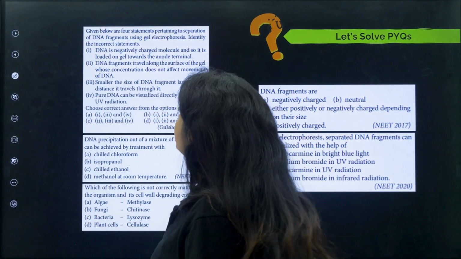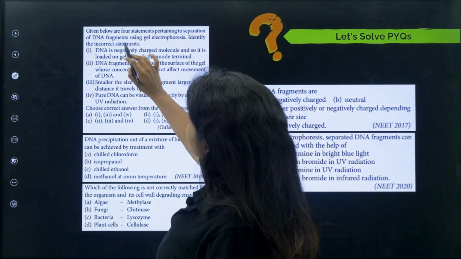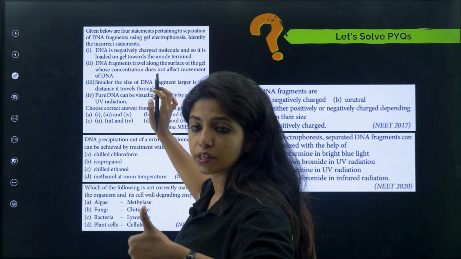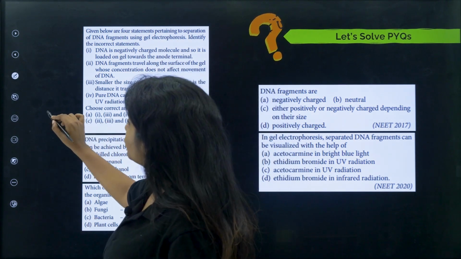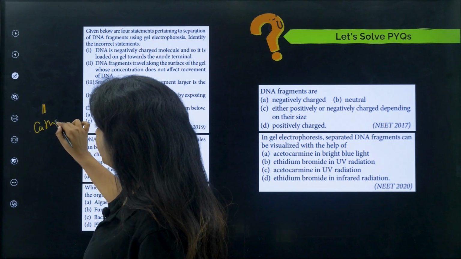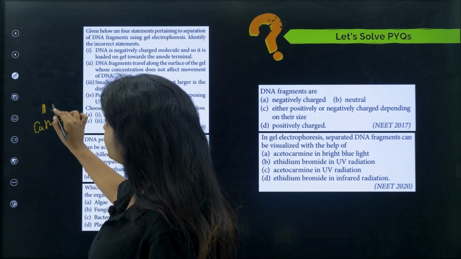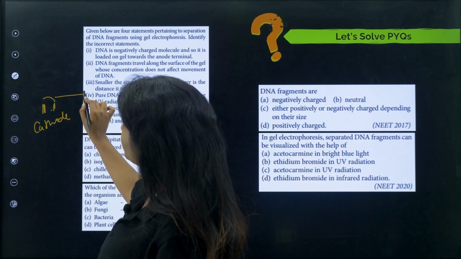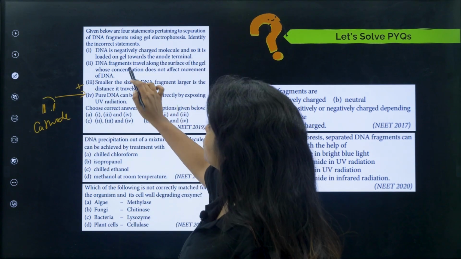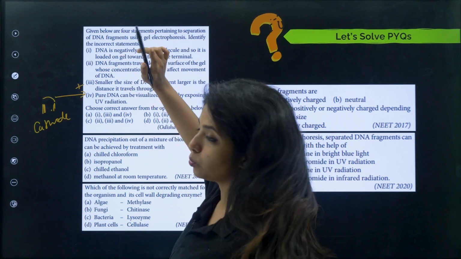So, over here, given below are the four statements. DNA is negatively charged, agreed. So it is loaded on the gel towards the anode terminal? No, children. It is towards the cathode terminal. It is put in the negative side only. This is the cathode; the negative side is the cathode. From here, the negatively charged DNA will repel and will move towards the positive end, that is the anode. So the first is wrong anyway. We have to find the incorrect one, so this is one incorrect thing.